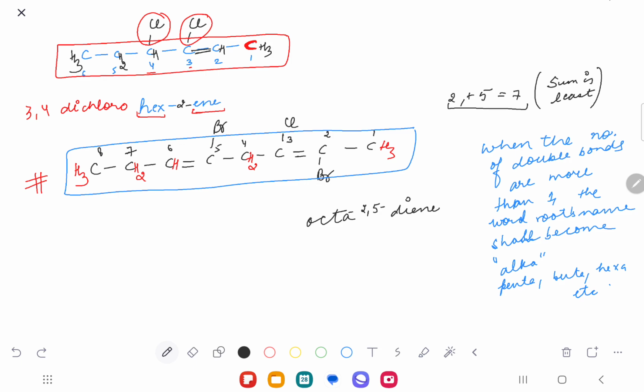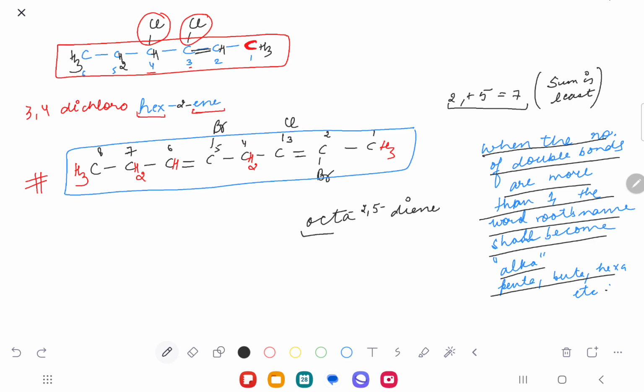Right? So that's how it would be. So it would become octa-2,5-diene. Now let's come to the chloro part, the bromo part. How many bromo do I have? 2. So I would write it down as dibromo. When a similar group is repeated twice or thrice, it would be named as di or tri: dibromo, right?